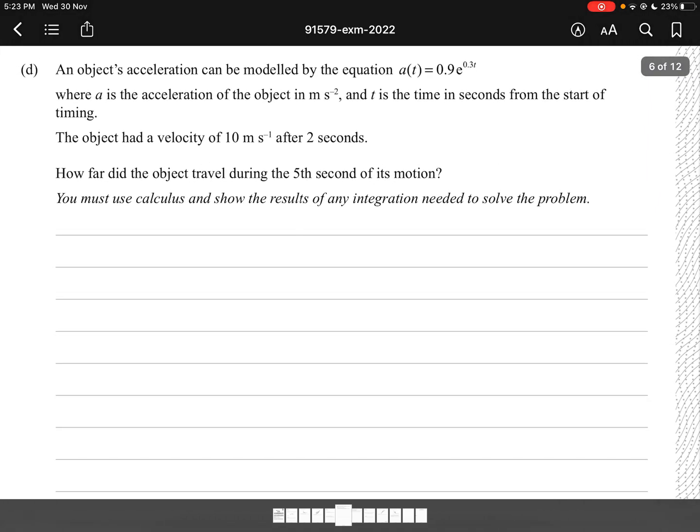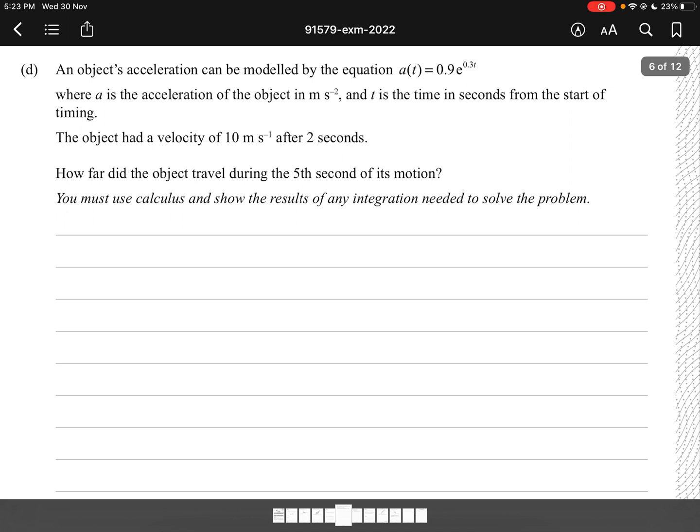Question number D. An object's acceleration can be modeled by the equation a(t) = 0.9e^(0.3t). a is the acceleration and t is the time in seconds. The object has a velocity of 10 meters per second after 2 seconds. So how far did the object travel during the fifth second of its motion?